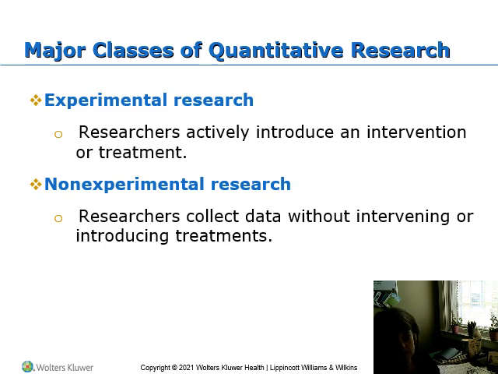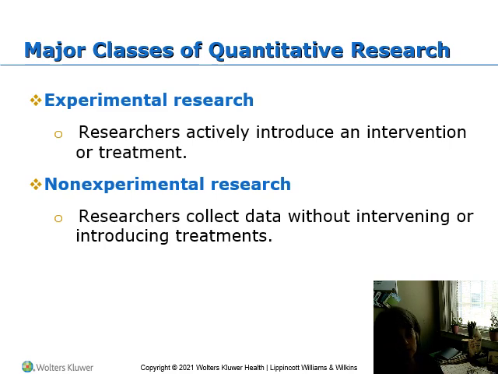There are 2 major classes of quantitative research. The first is experimental, and that is where the researcher is going to introduce an intervention or treatment. Some examples of experimental research include drug trials. So the researcher will actually give the participants this drug. A randomized controlled trial is an example of that, where you have 2 groups. One group gets the drug, the other group gets the placebo. Nobody knows what they're getting, whether it's the drug or the placebo.